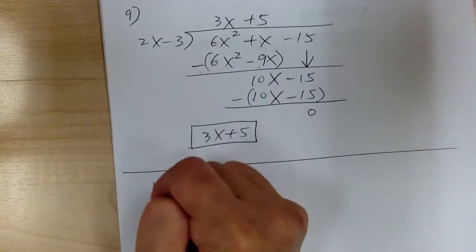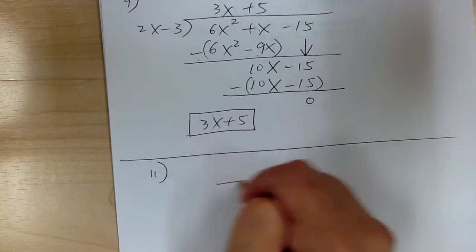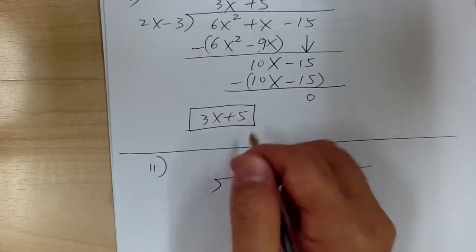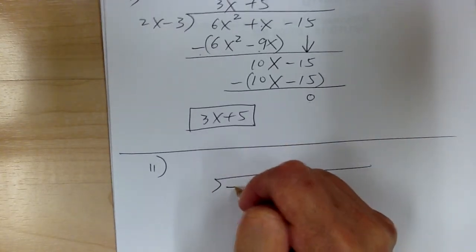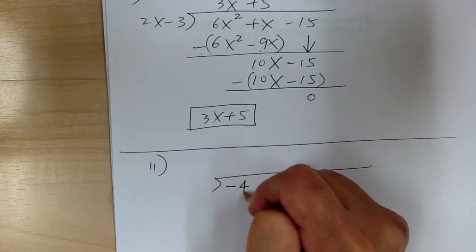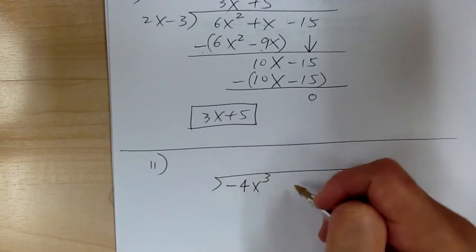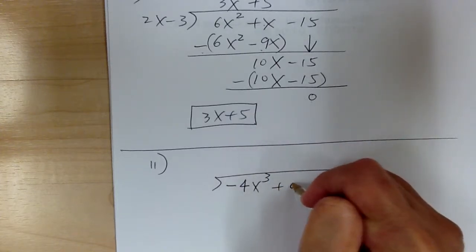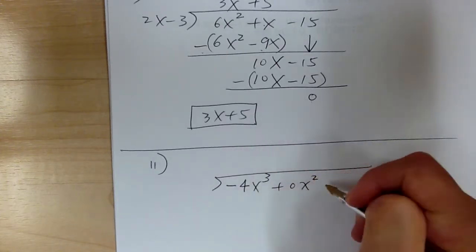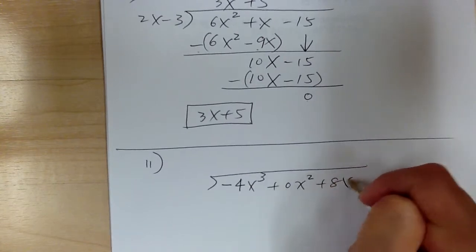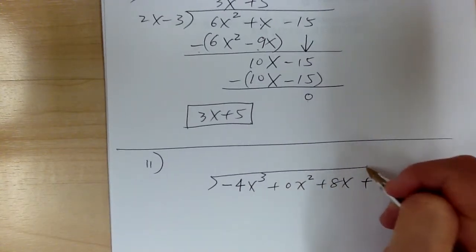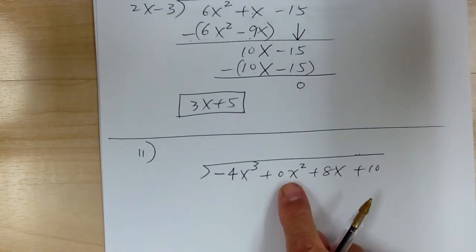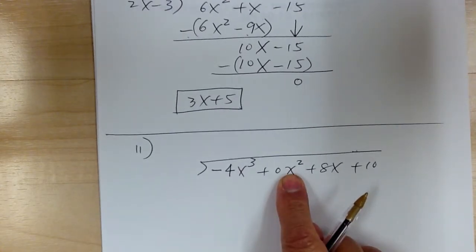Okay, let's go to 11. Again, 11 is in the wrong order, so you have to put it in the correct order. Notice the negative has to go with the term, right? So negative 4x cubed. And this one has a missing term, so you're missing an x squared, so it'll be plus 0x squared plus ax plus 10. That's a missing term, so you have to put in 0 or leave a blank space.